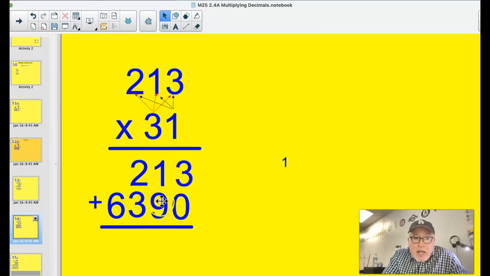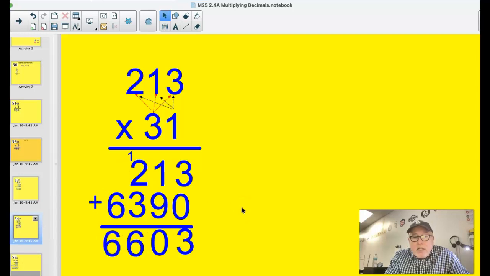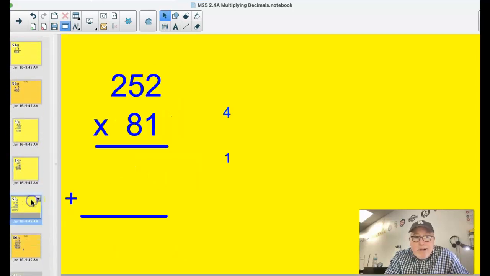So 3 times 3 is 9. 3 times 1 is 3. And 3 times 2 is 6. All right, add them up. 3 plus 0 is 3. 1 plus 9, that's a 10. So there's the 0, and I got to bring my trade up. I have 1 plus 2 is 3, plus another 3 is 6. And we have 6 plus 0 here. 6,603.